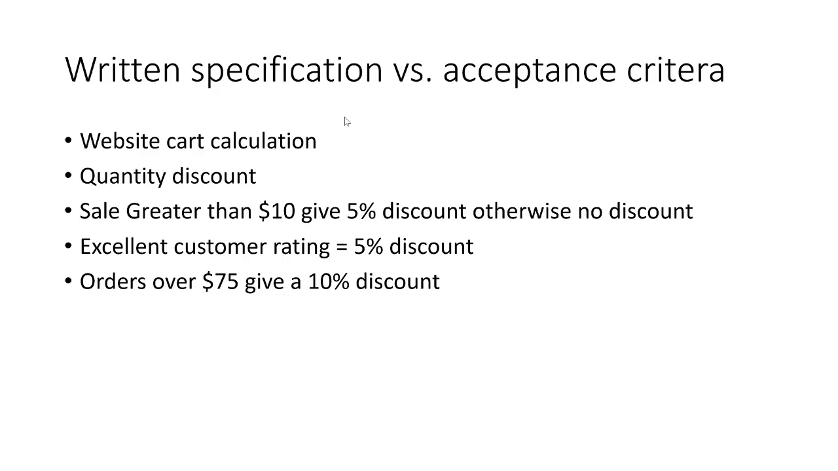So if I'm looking at a written specification like this that says, for the website cart calculation, you need to give a quantity discount. If sales are greater than $10, give a 5% discount. Otherwise, don't give a discount. If they have an excellent customer rating, give them a 5% discount. And orders over $75 get a 10% discount. Okay, cool. It's kind of confusing, but that's okay.